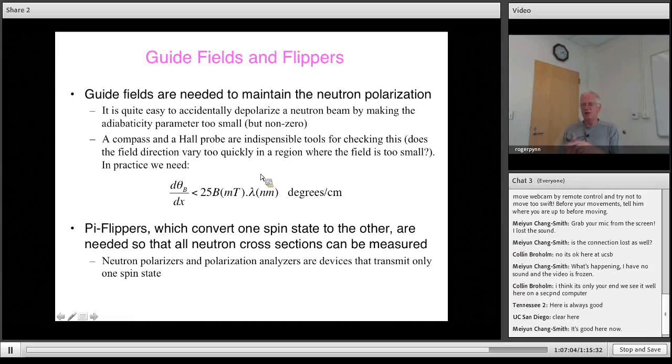So you have to make sure that the field direction is not varying too quickly, and that the field in the region where you're interested is not too small, so that you've got a big enough Larmor precession frequency.